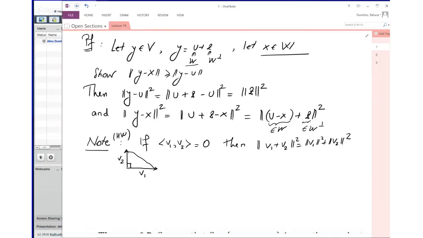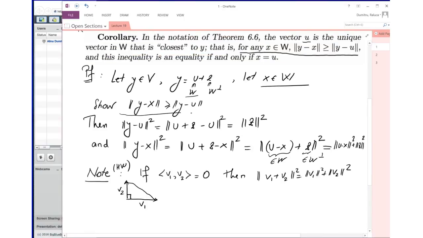So anyways, going back to the norm of y minus x squared, we expressed it as the norm of u minus x plus z. U minus x is in W, z is in the orthogonal complement, so they are perpendicular to each other, right? Z and u minus x. So the norm of this squared is the norm of u minus x squared plus the norm of z squared. All right, so this is what we had to prove.